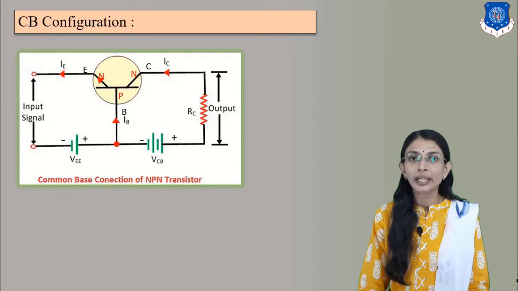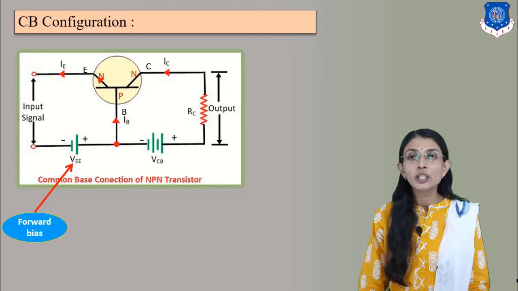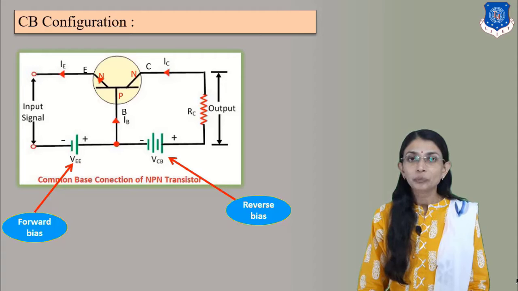The positive terminal of the battery is connected with the P type base, so it is a forward bias connection. And the VCB must be connected in reverse bias connection. That means the positive battery terminal should be connected with the N type collector. From the circuit diagram, you can understand the collector is of N type semiconductor and it is connected with the positive battery terminal. So it is a reverse bias connection. Okay. The remaining terminal of the battery is connected with the other terminal of the transistor.